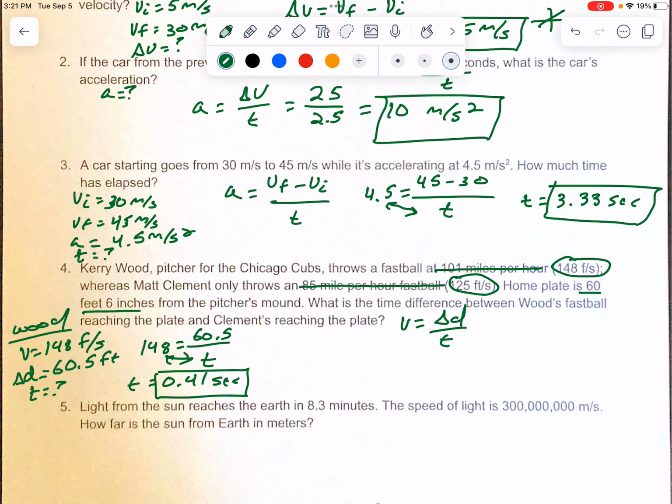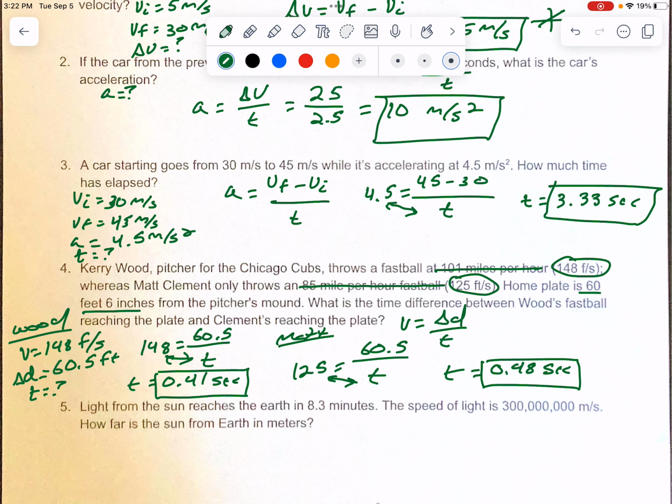Now we're going to do Clement's, so we're going to do Matt's. We take his velocity, which is 125, equals displacement, which is still 60.5, over T. We switch those two. So 60.5 divided by 125, and we get a time of 0.48 seconds. So there's both their times. If you wanted to know the difference, you could just take the gap, which would be 0.07 seconds. But regardless, we found the times, so we're good there.